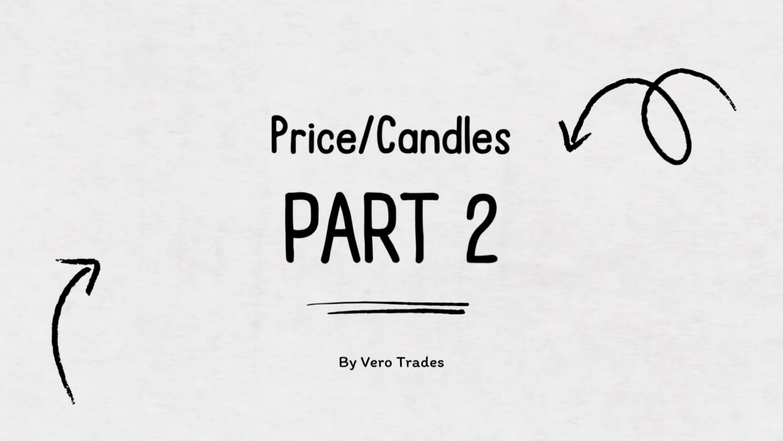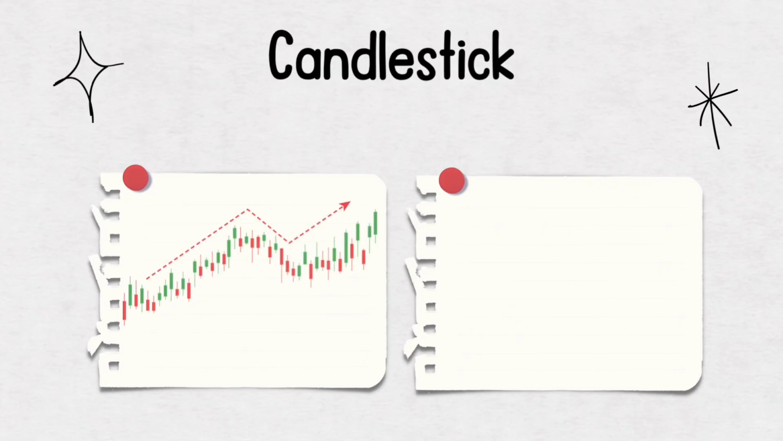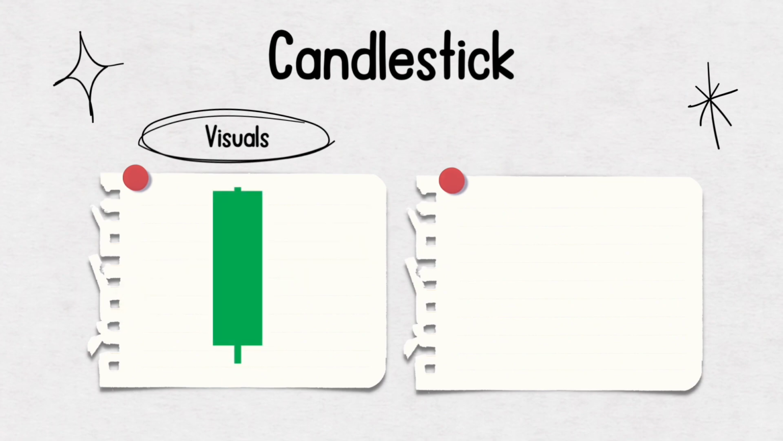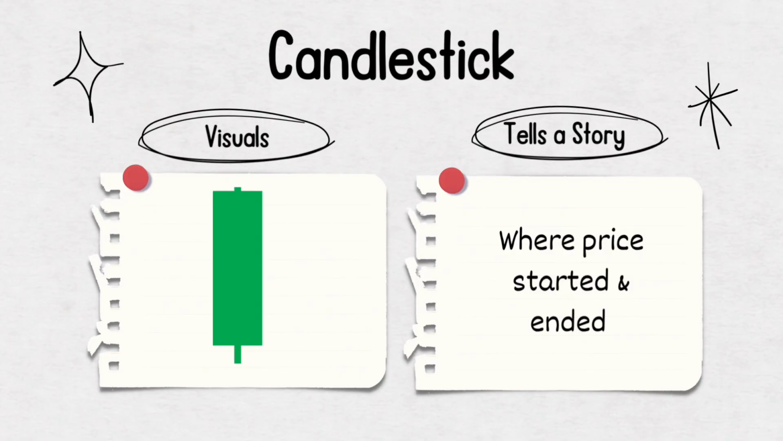Now, instead of showing all of this movement as just a messy line, we use something called candlesticks. That word can sound a little technical, but I promise you it's actually very simple. A candlestick is just a way to show you what price did during a specific time. Each candle is like a small story. It shows you where price started, where it moved, and where it ended, all in one shape. So instead of guessing what happened, you can literally see what happened.